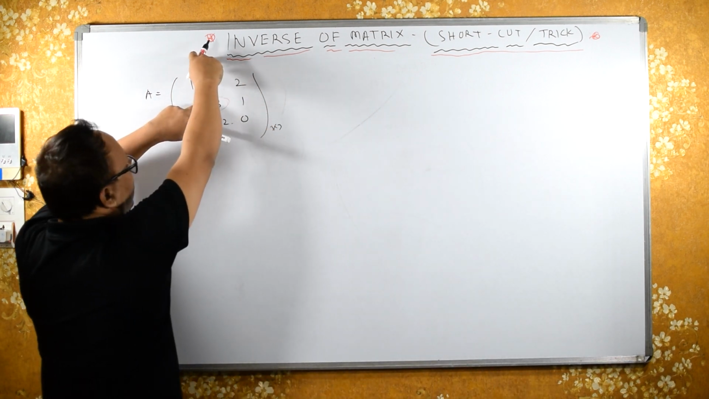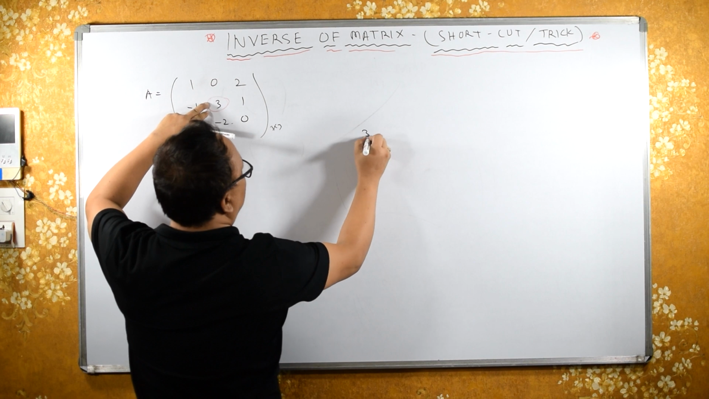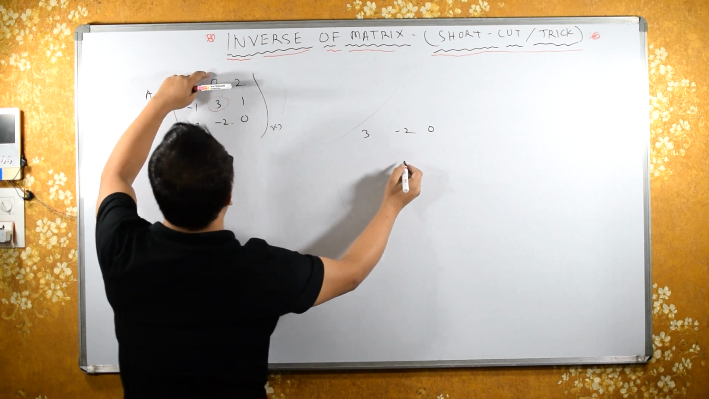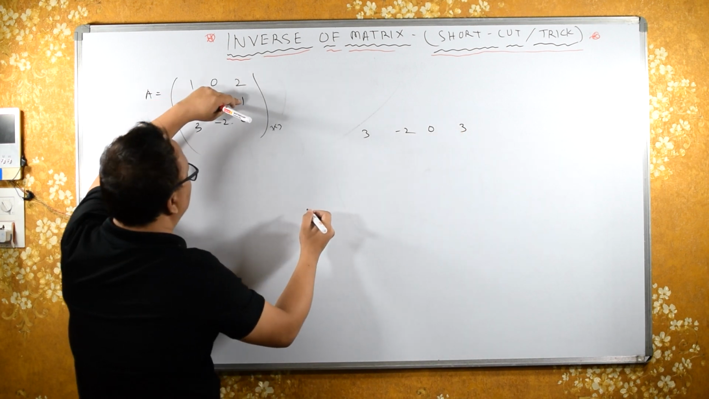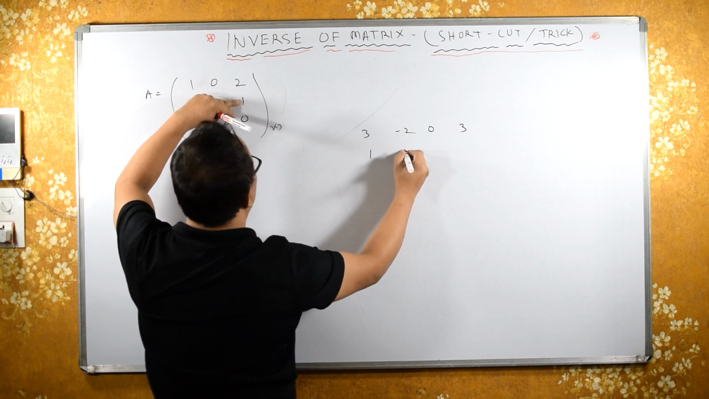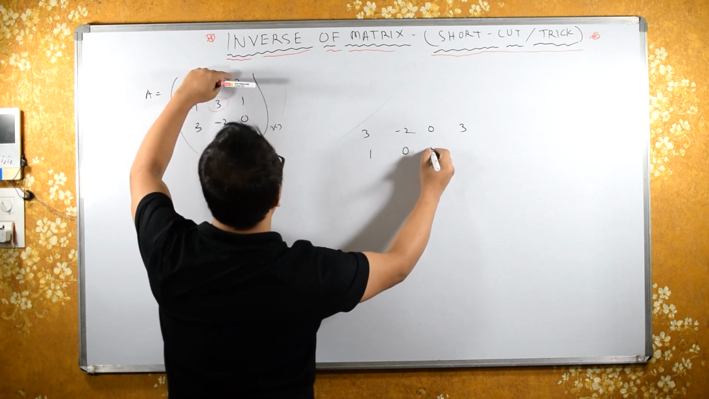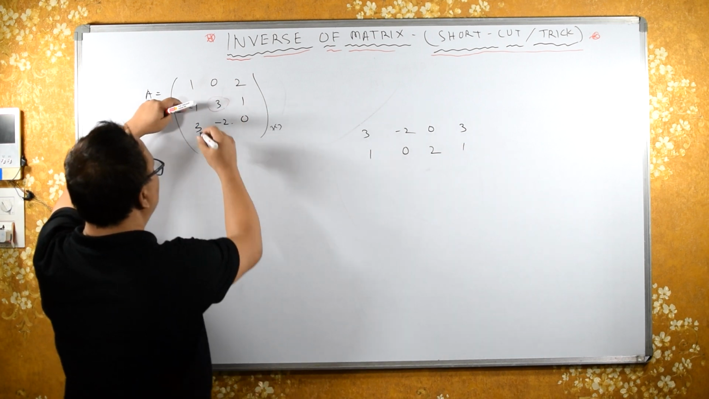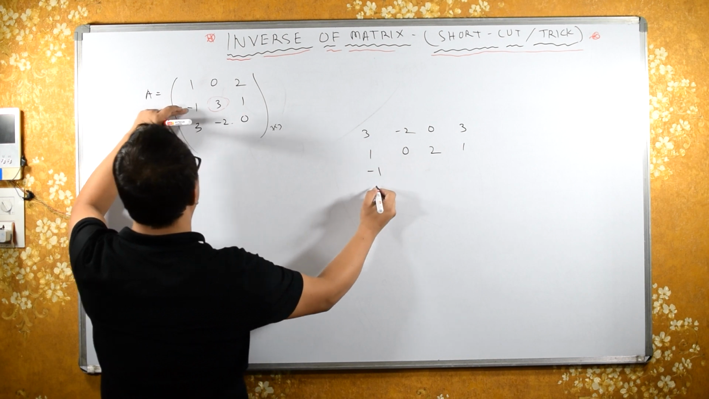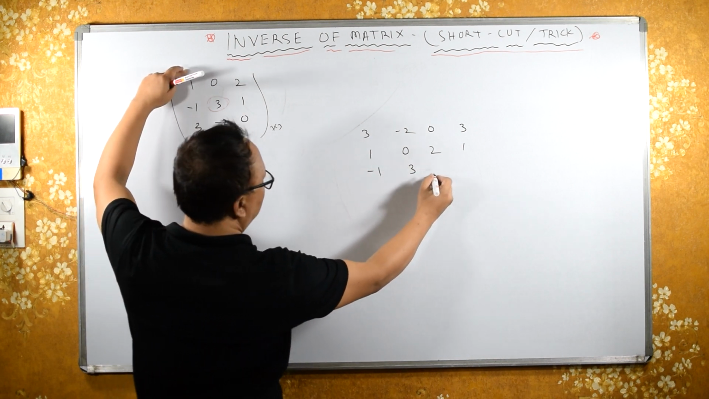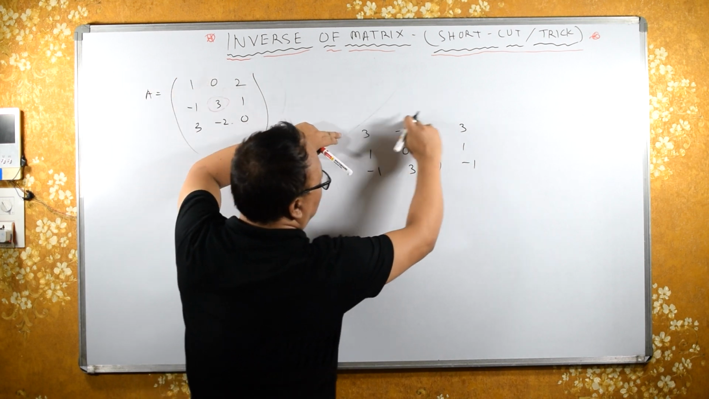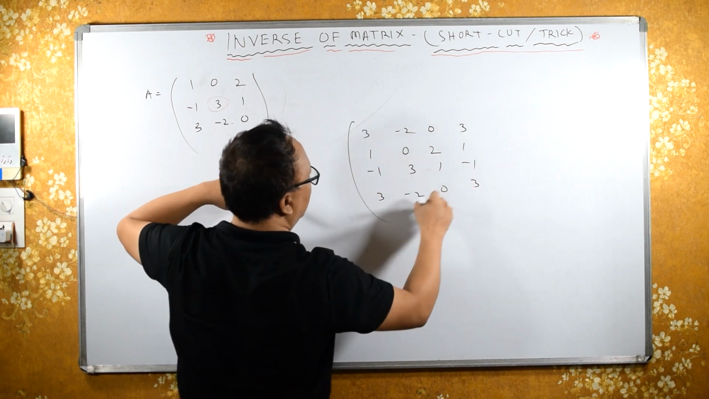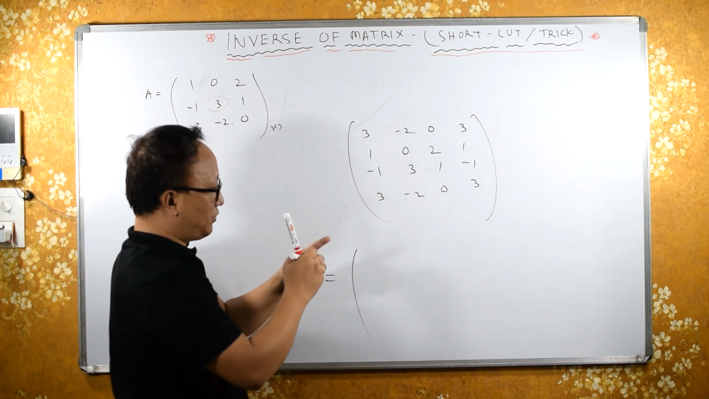Now from row to column I'm writing over here 3 going down, minus 2, and then here 0, and then 3. Similarly 1 goes down, 1 goes down 0, and then come back to 2, again down here 1. Now minus 1 goes to 3, and then come back to 1, come back to minus 1. Repeat this once again: minus 2, 0, 3. And this will be the adjoint. This is a 4 by 4.